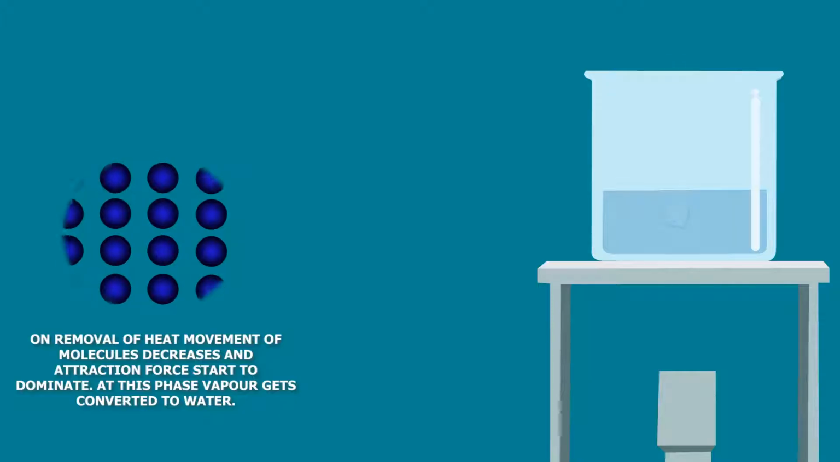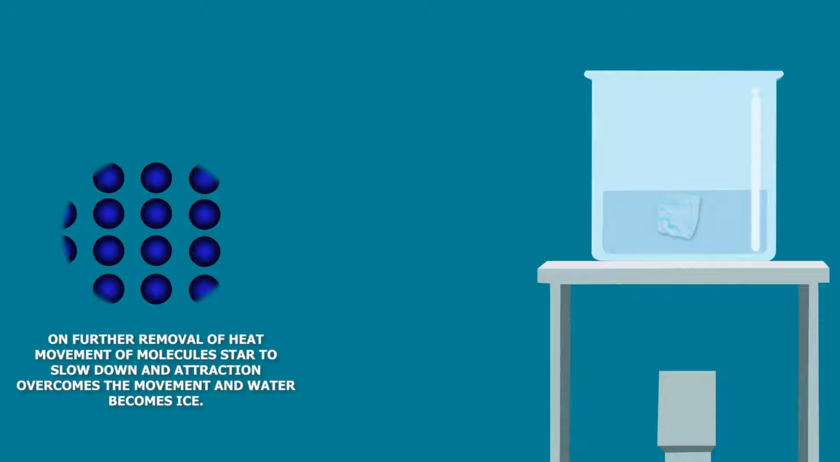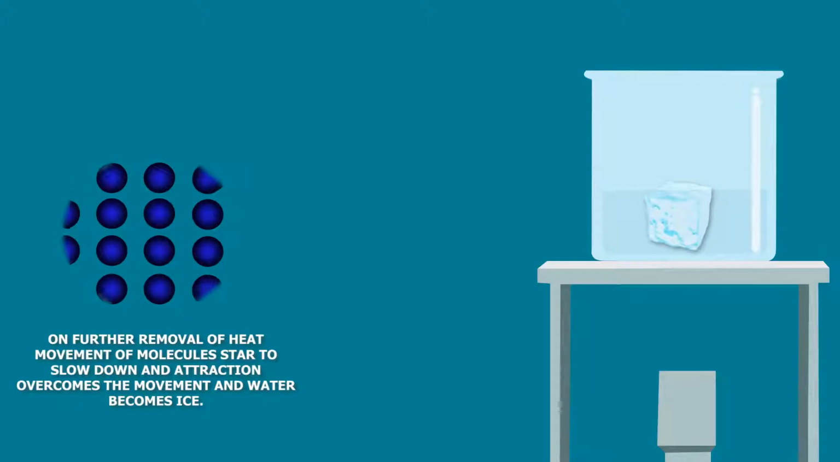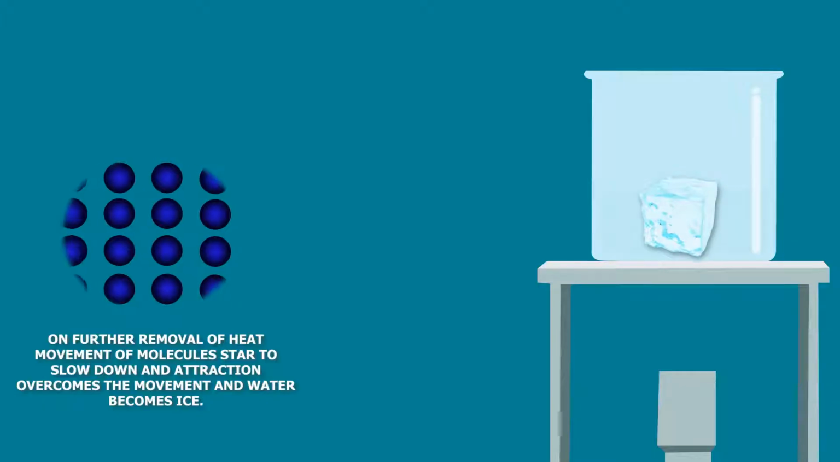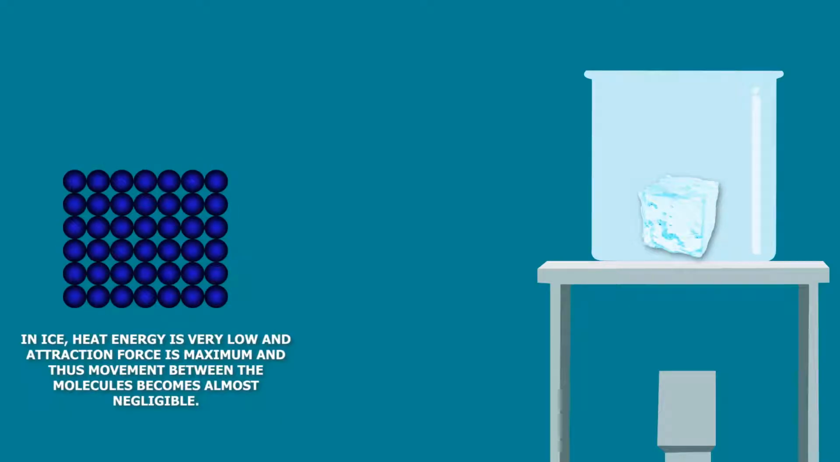If we further remove heat, movement of molecules starts getting slower and slower. After some time, attraction force overcomes the movement and water becomes ice. In ice, heat energy is very low and attraction force is maximum, and thus movement between molecules becomes almost negligible.